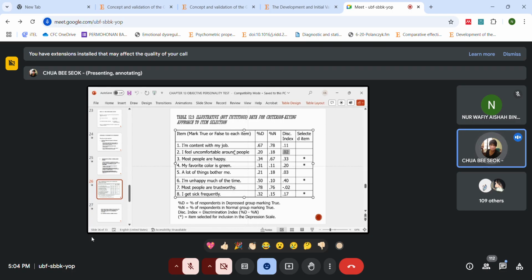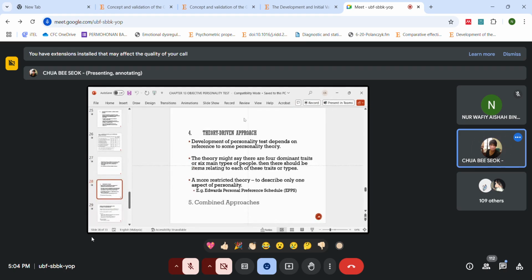So this is how we develop the test, or select the items for the test. After you have developed the items, how do you select whether the item can measure or not? This is one of the methods, called the empirical or criterion keying approach. And then the other one is the theory-driven approach. So how do you develop the test with the theory-driven approach?